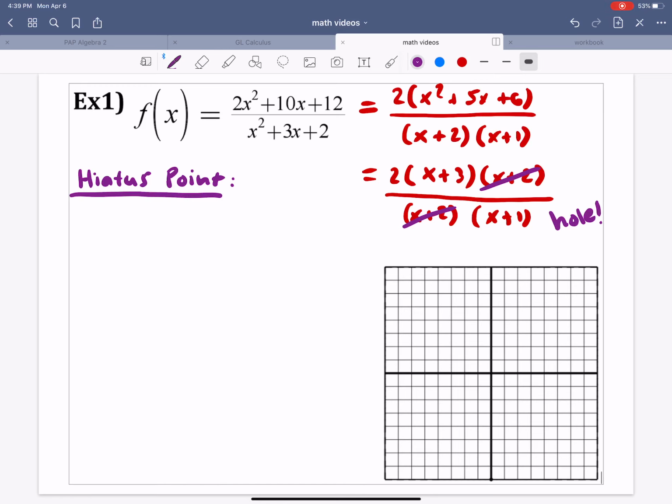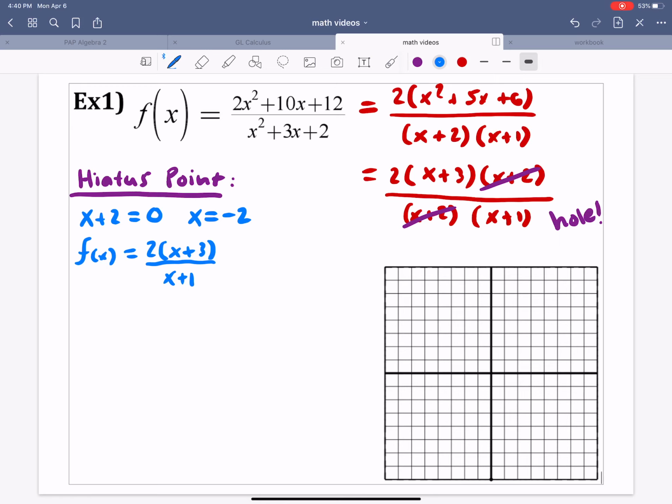Now here, pay close attention. This is how you actually find the coordinates of that hole. You start by taking the factor that canceled out, x plus 2, and you set that equal to 0. And you solve that for x, you'd get x equals -2. Now you take that and you're going to plug that in your new function. So now we actually have a new function left over. Our new function here is 2 times x plus 3 all over x plus 1. That's the new function that we're going to use from this point moving forward.